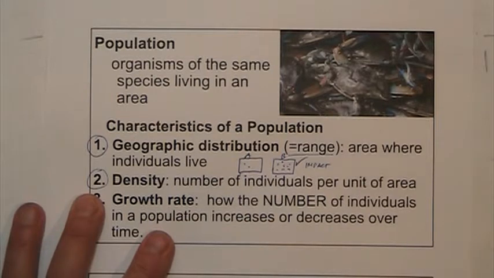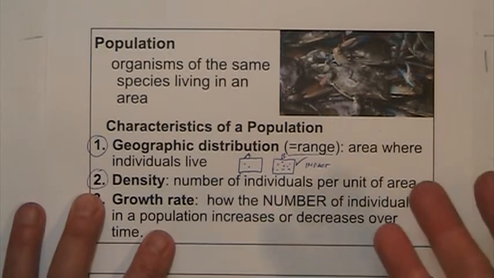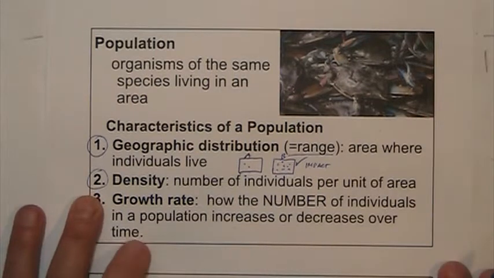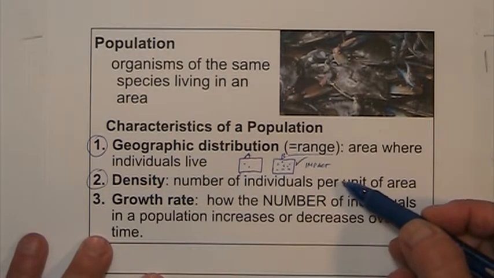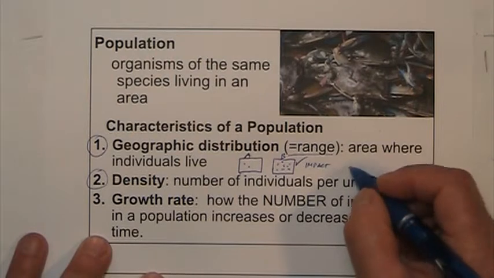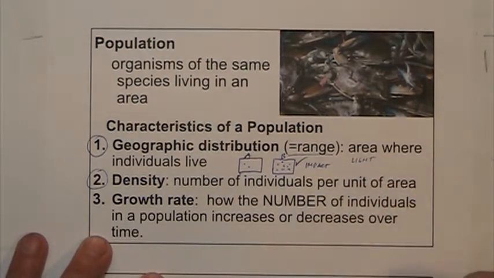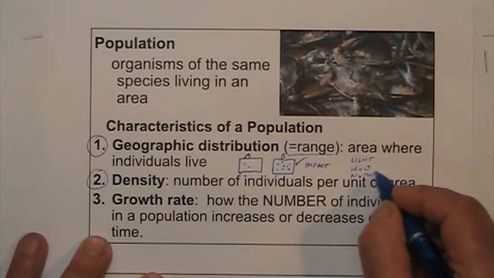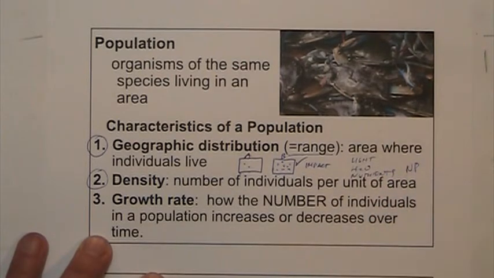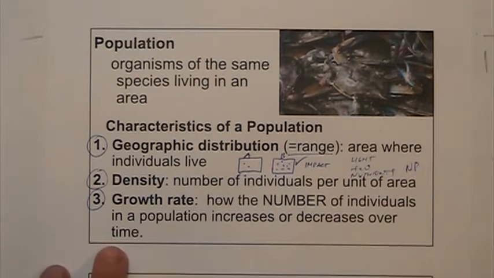Remember that they need food, water, mates, places to nest or to be able to reproduce safely, and so forth. If we're talking about animals, we can also be talking about plants. And for a population of plants, one of the factors you need to worry about is, for example, the amount of light that they get, the amount of water available, and the amount of nutrients available in the soil. Remember our nitrogen, phosphorus components. Finally, the other thing we want to know about a population is the growth rate, how the number of individuals changes, either increases or decreases over time.